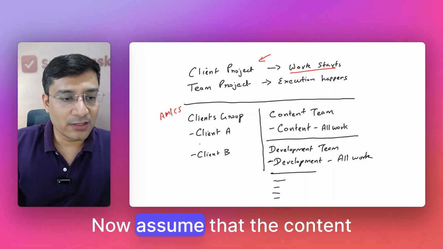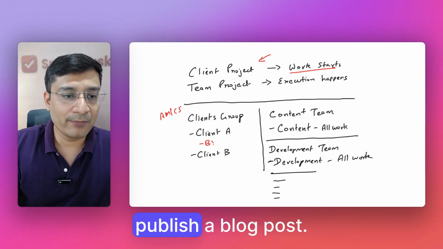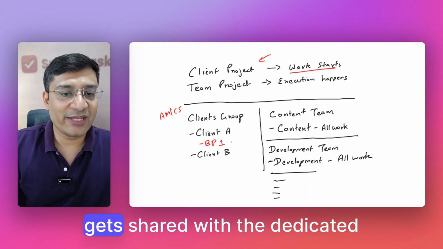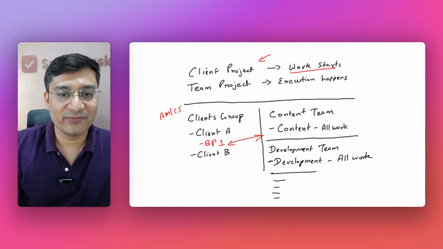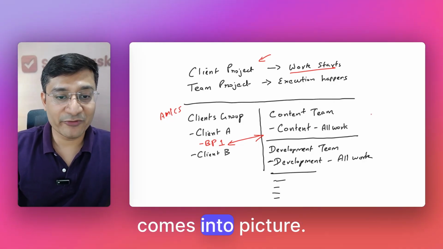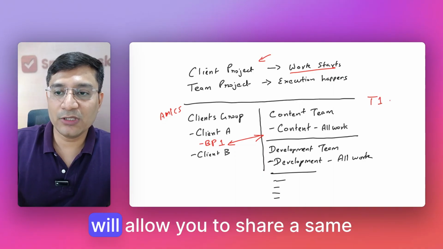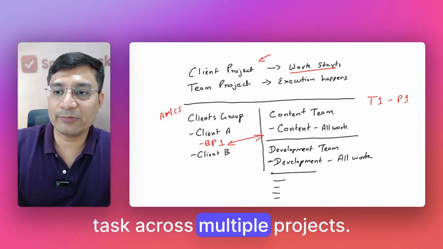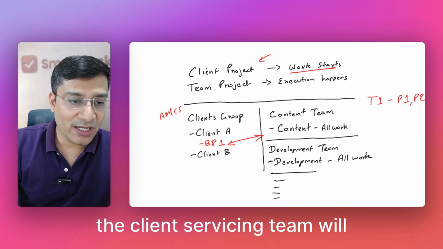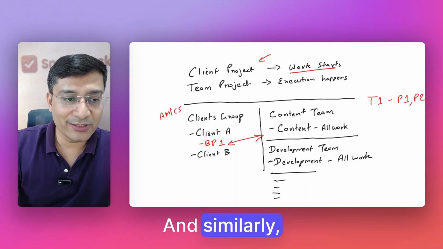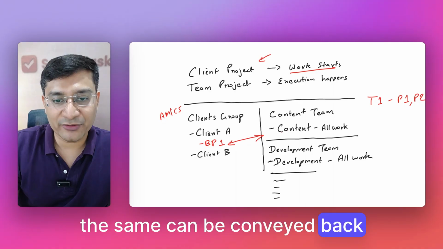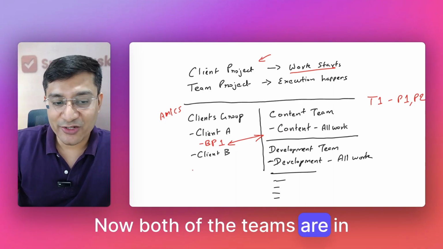For example, now assume that the content strategist wants the team to publish a blog post. Now, this task gets added under the client project and then gets shared with the dedicated team, the execution team. This is where the advantage of a good project management tool comes into the picture. A good project management tool will allow you to share the same task across multiple projects. So whatever update the content team makes, the client servicing team will be able to know. And similarly, if there are some changes the client wants, the same can be conveyed back to the execution team. Now, both of the teams are in sync.